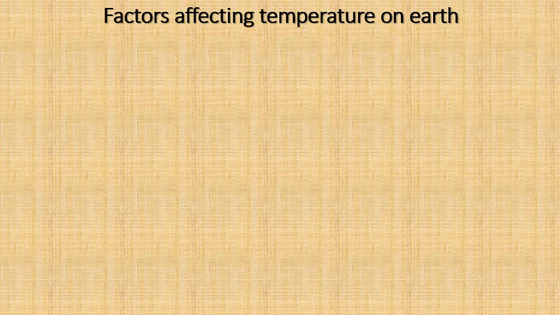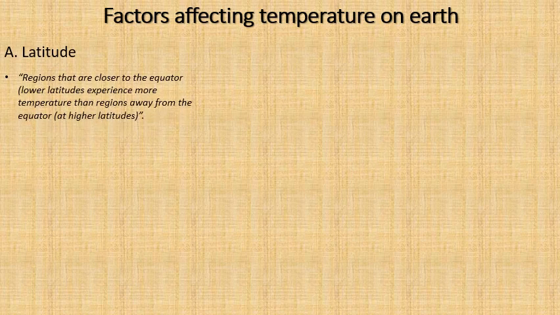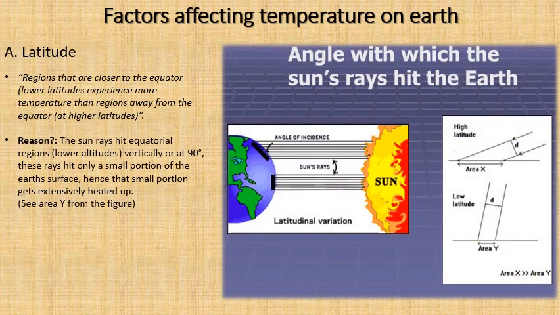And we'll be discussing just a few factors or a few reasons why temperature on the earth is not same everywhere but different. Number one, latitude. Regions that are closer to the equator or in lower latitudes experience more temperature than regions far away from the equator or in high latitudes. This is a statement. What is the reason? The reason is that the sun rays hit equatorial regions, as you see in the picture, right at the center, vertical rays, vertically at 90 degrees. So these rays hit only a small portion of the Earth's surface, hence a small portion gets extensively heated up.